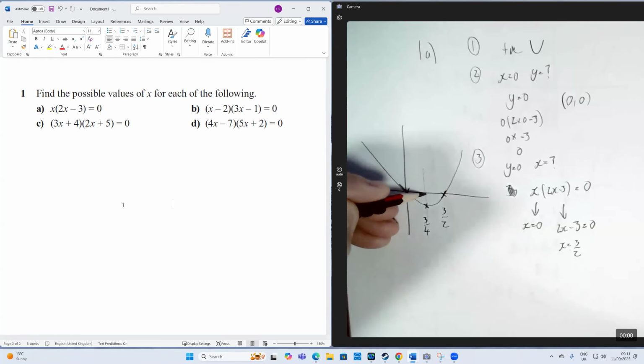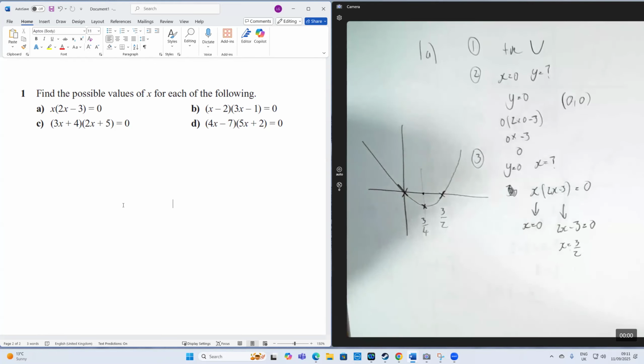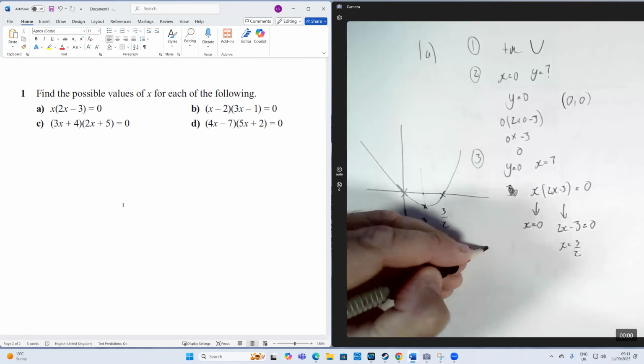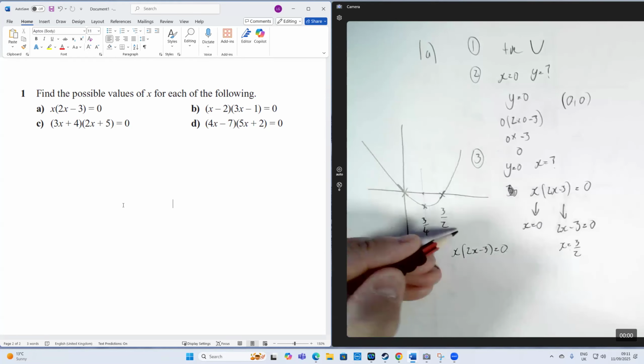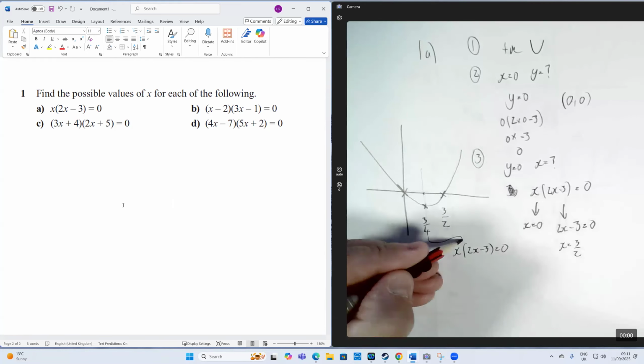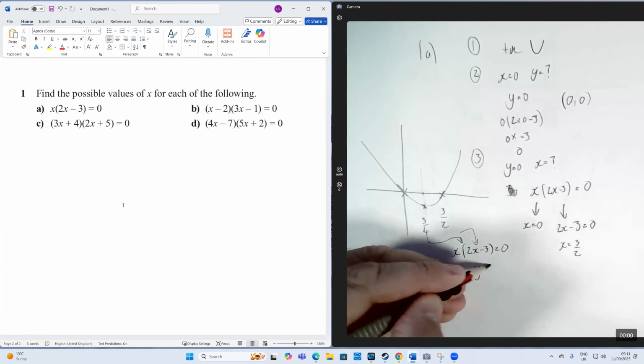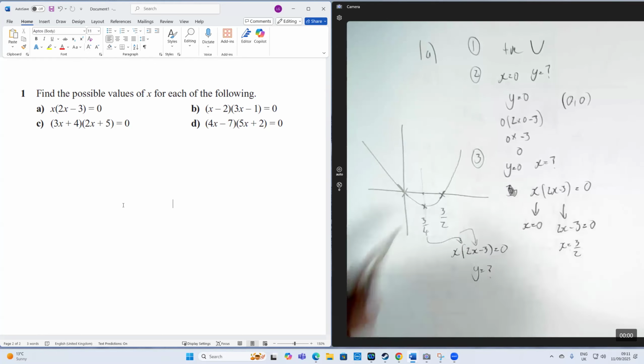So you would take x is equal to 3 over 4, and you would sub it into the equation, okay? Which in this case, in 1a, the equation is x times by 2x minus 3 equals 0. So you would sub in x is equal to 3 over 4 into there to work out what the y value is. And that would give you the coordinate of the turning point.